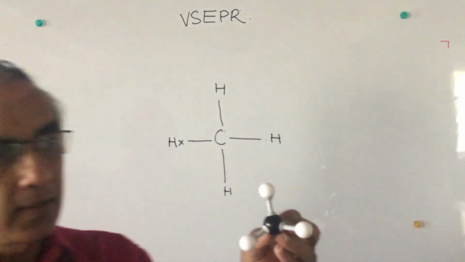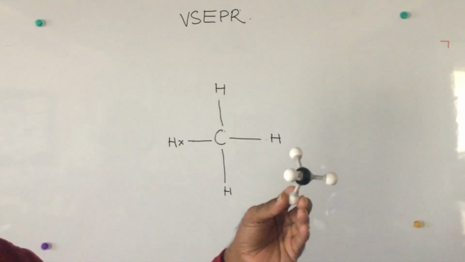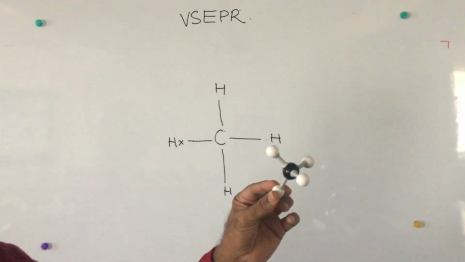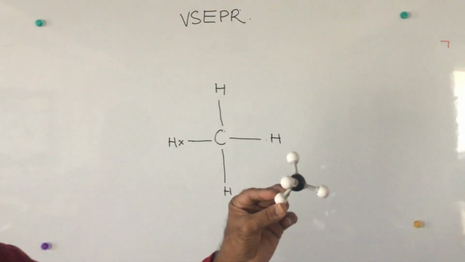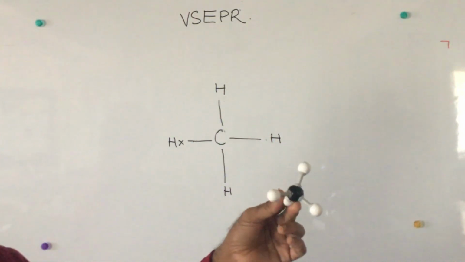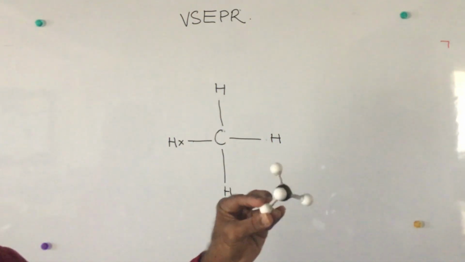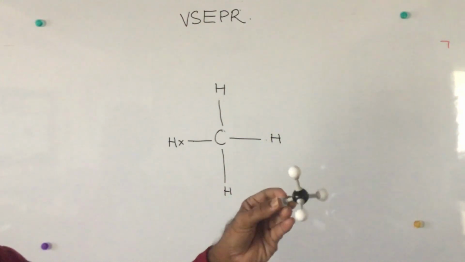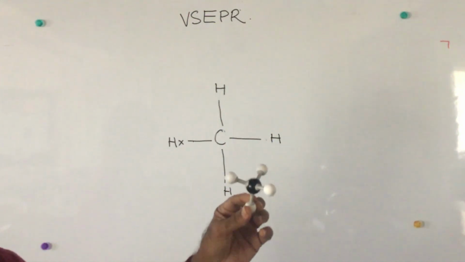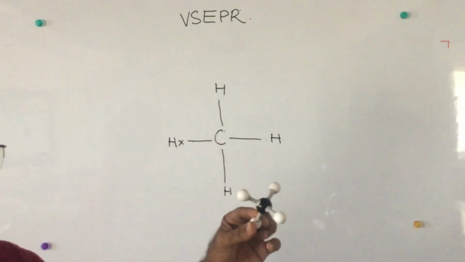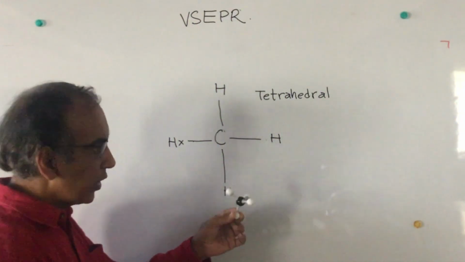If you take a look at CH4 in the model here, you'll see that the spatial arrangement of the 4 bonds would put each hydrogen at the tip of a tetrahedron. So this molecular shape of CH4, its molecular geometry, is described as a tetrahedral molecular geometry. And we can draw a diagram to represent this tetrahedral shape like this.